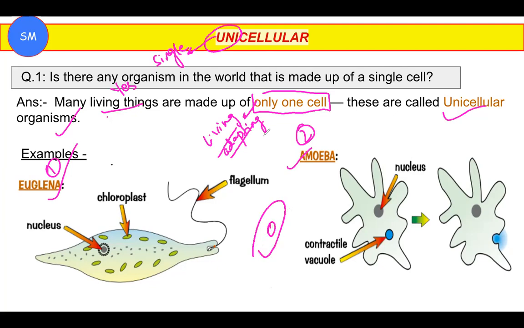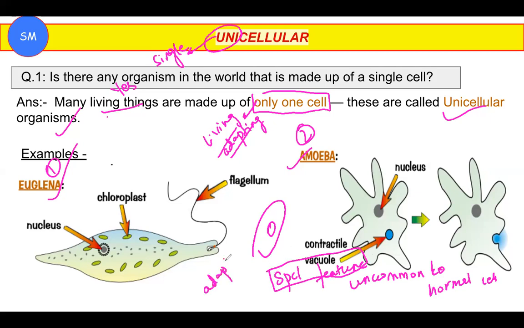And basically what happened, these creatures developed some special features, which are uncommon to a normal cell. And we will try to deal with these special features, what they are developing to adapt or accommodate to the surrounding nearby, okay?